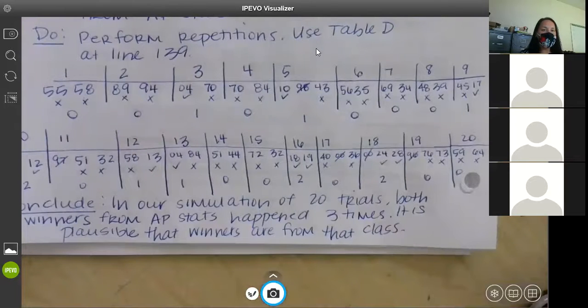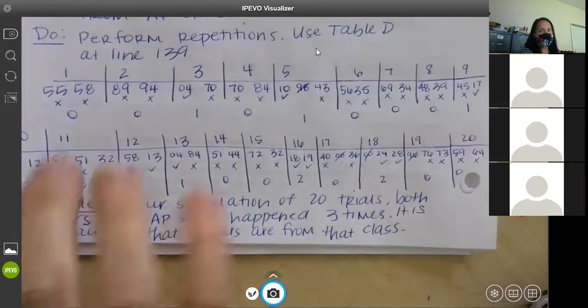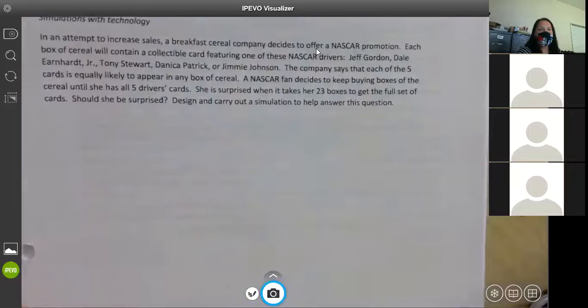Is everybody good? All right, flip it over when you're ready. And then on the next one, we're going to use technology instead of using table D. Is everybody good? Zoomers, I'm flipping it. Yell at me if you're not. I'll put it back.